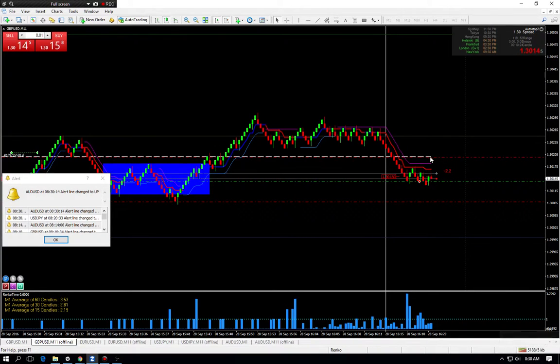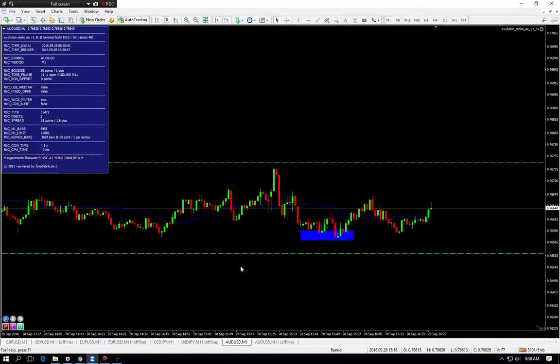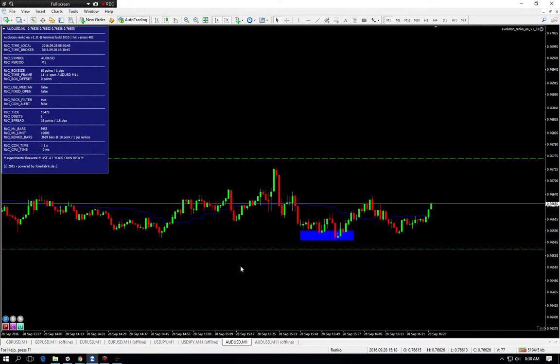Alright, so US bell just hit. Let's see what happens. So AUD/USD alert line changed. While that's running, let's jump over there. AUD/USD is flat, so we wouldn't be taking anything.